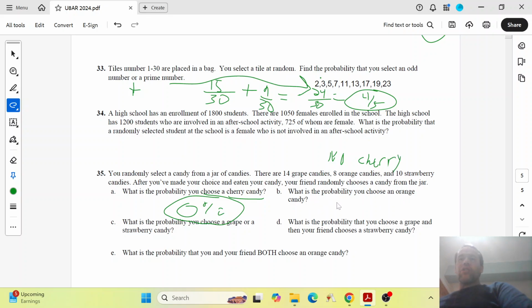What's the probability you choose an orange candy? Again, there's 32 of them total, so that's 8 out of 32, which if you divide by 8, reduces to 1/4. You're kind of getting the hang of it now? What's the probability that you and your friend both choose an orange candy? That's kind of a tricky one, because after you choose your orange candy, there's less chance for the next person. There's only 7 out of 31.